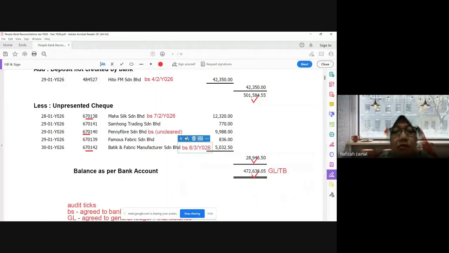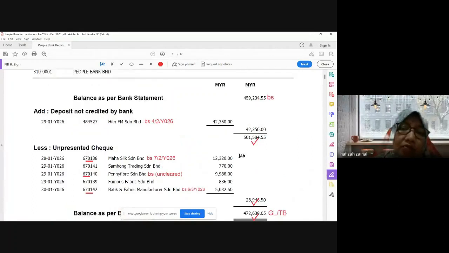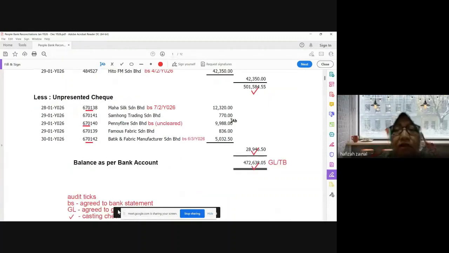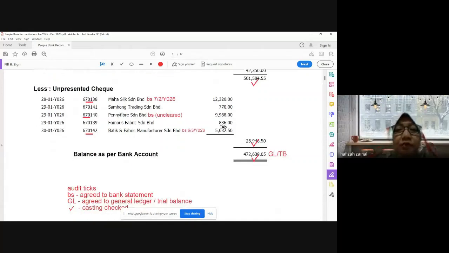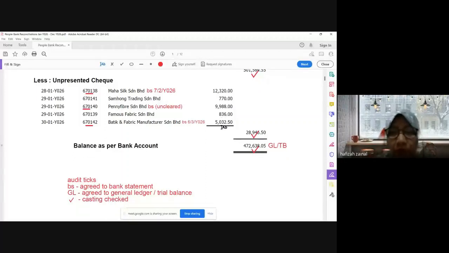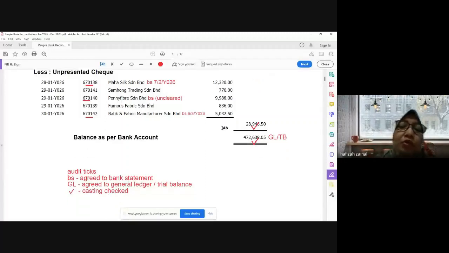So that is how we do the audit of the bank reconciliation. Basically, we have now verified almost all the items on the bank reconciliation. We agreed the balance and then we cross-cast, and after that we verified when the cheques were actually cleared by the bank. So that is how we do the audit on the bank reconciliation. It's not that difficult.